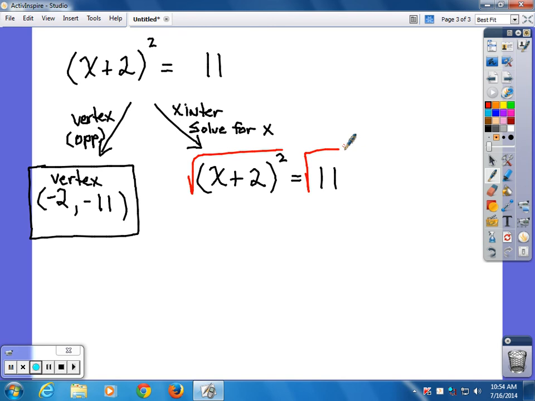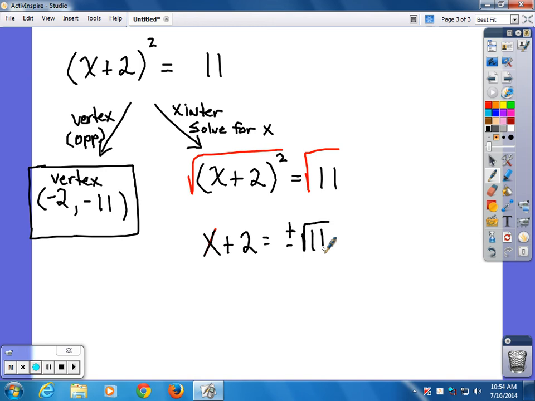Now, let's talk about that. I'm going to rewrite this as x plus 2 is equal to positive or negative square root of 11. Now, why did I say positive or negative square root of 11? Because when you take the square root of a number, the answer can be positive or it can be what? Negative. And let me explain that.